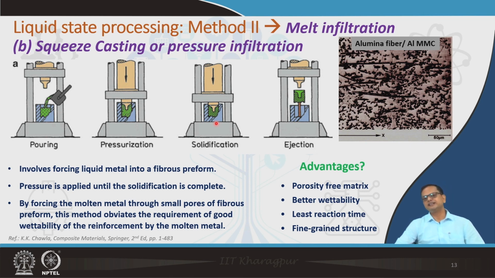So, in melt infiltration we have two techniques. One is, as I mentioned earlier, air pressure infiltration or inert gas pressure infiltration, and then we have squeeze casting. Both are superior to compo casting in terms of better wettability, less reaction product formation and all those things. And if you compare gas pressure infiltration and squeeze casting, squeeze casting is better again because of all these advantages.